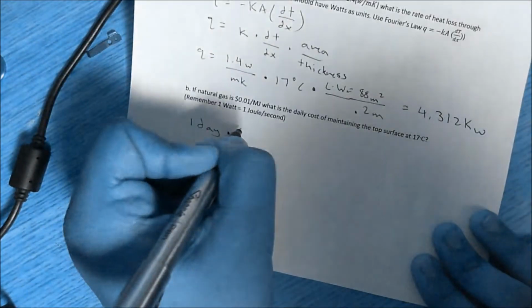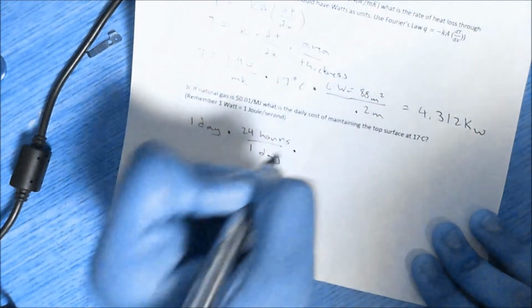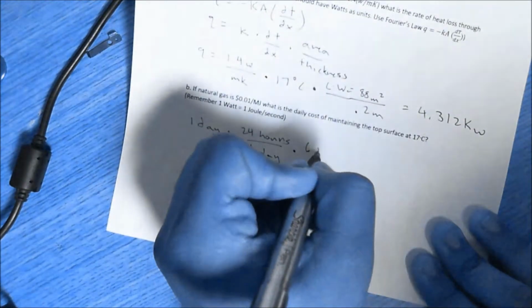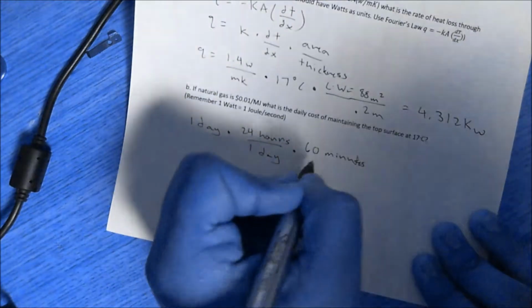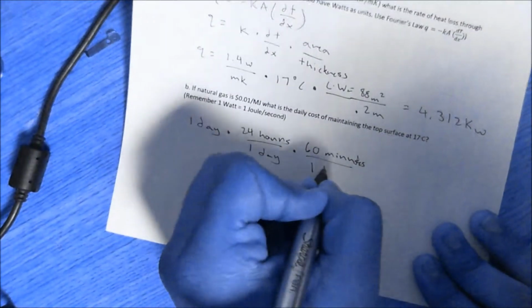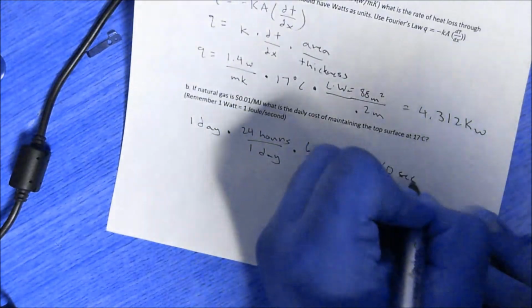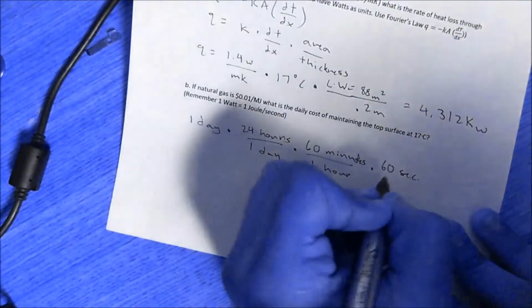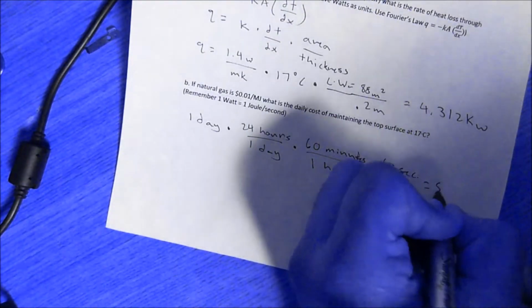So we take 1 day, multiply it by 24 hours in 1 day, times 60 minutes per each hour, times 60 seconds per 1 minute, giving us a total of 86,400 seconds.